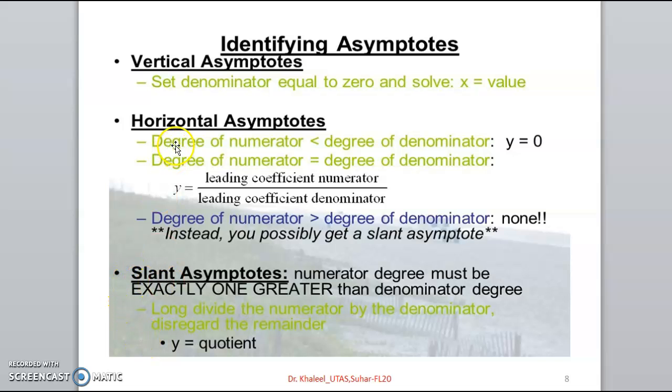To find the slant asymptote, we perform long division. That means we divide the numerator by the denominator, and we neglect the remainder. Whatever quotient you get, y is equal to that quotient becomes the slant asymptote. See, x is equal to is vertical, y is equal to a constant is horizontal, and y is equal to the quotient is the slant asymptote.